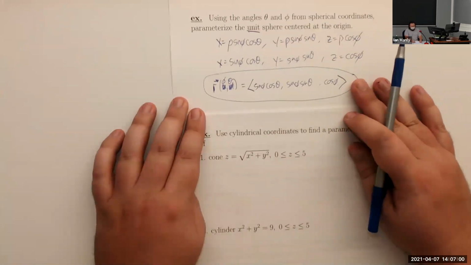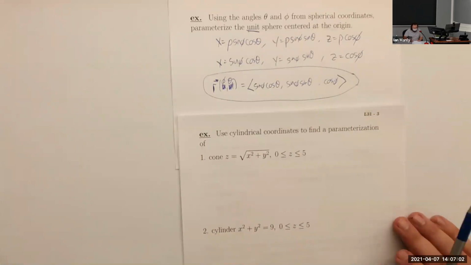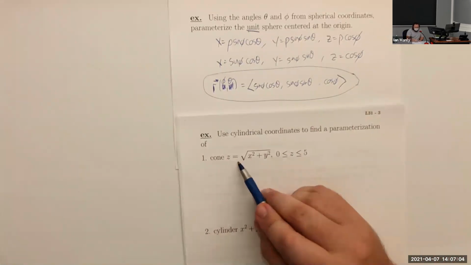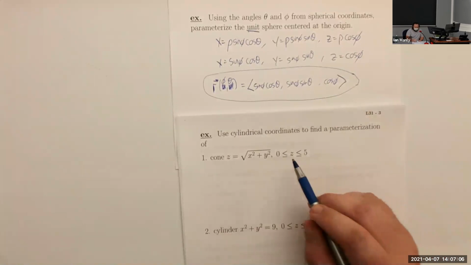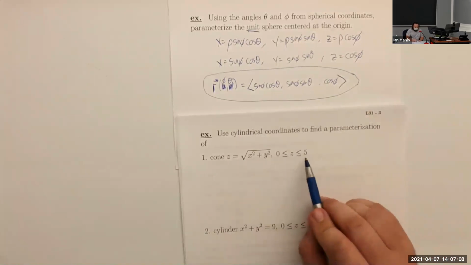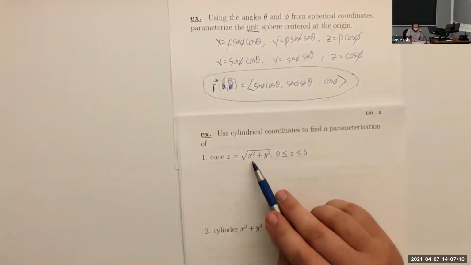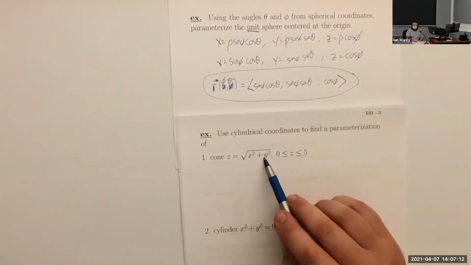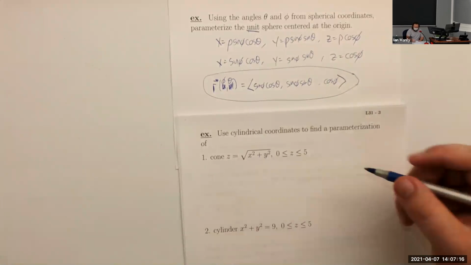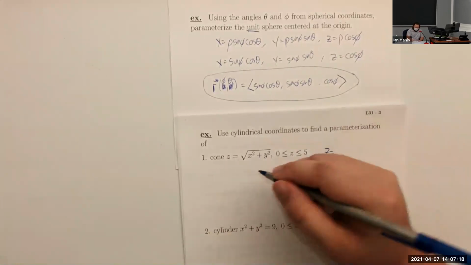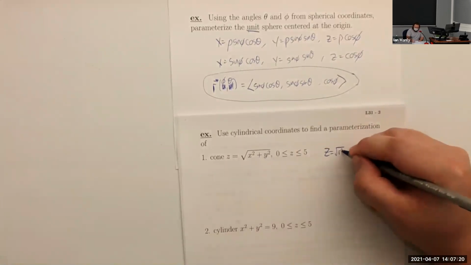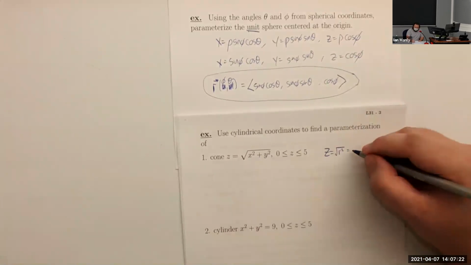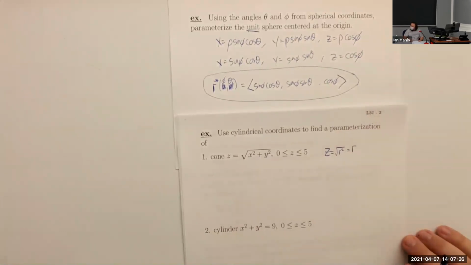All right, so we're going to use cylindrical coordinates to find a parameterization of the cone. z is root x squared plus y squared, and z is limited to being between 0 and 5. First, let's turn this formula into a formula involving cylindrical coordinates. x squared plus y squared is r squared, and we have the square root of r squared, which will be r, since I guess we're assuming r is positive here.